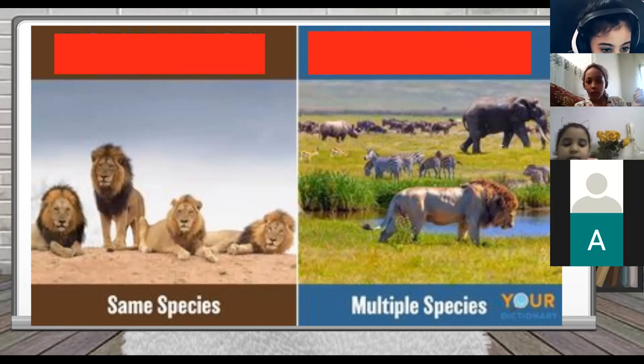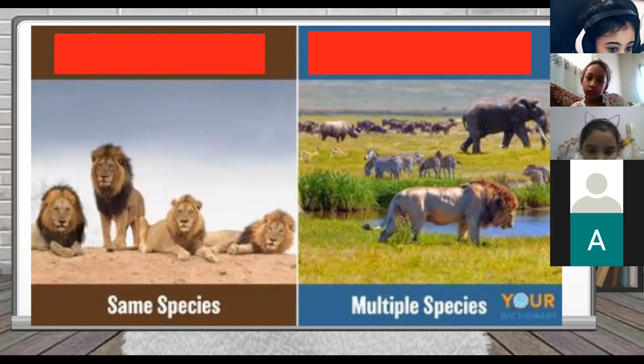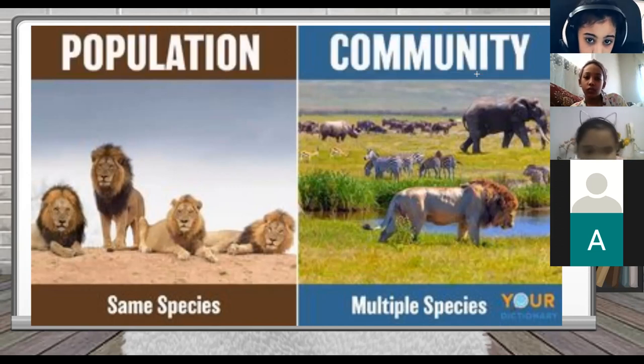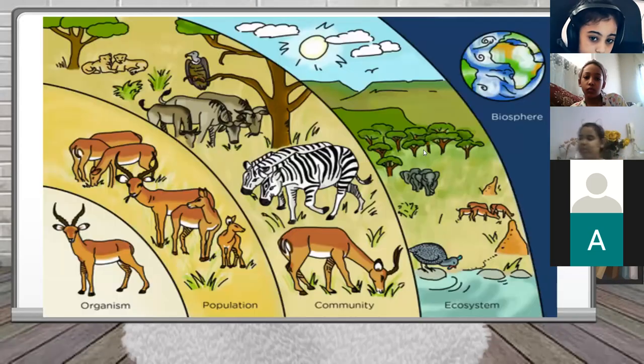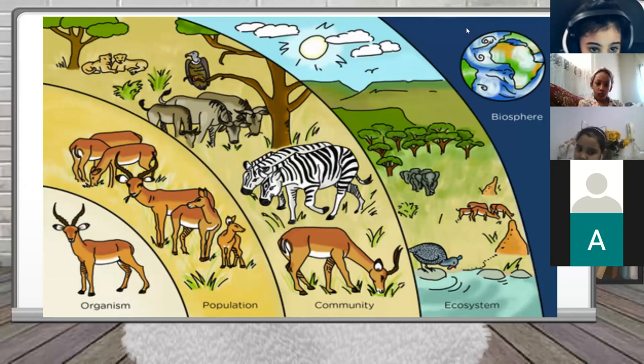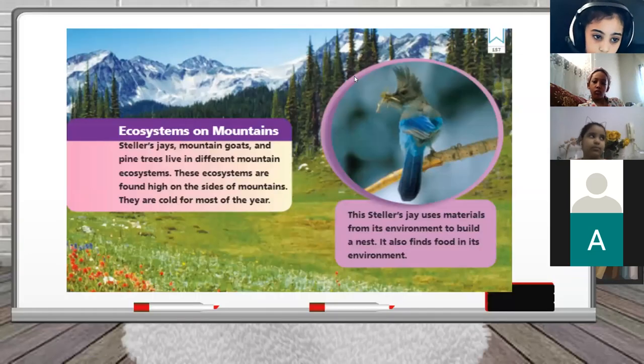Betul, if all the living and non-living things in one place are interacting with each other, what do I call them? Can you just give me one second? Of course, habibi. Yes. All the living and non-living things in one place interact with each other. What do I call it? Community. Ecosystem. Excellent. It's an ecosystem.